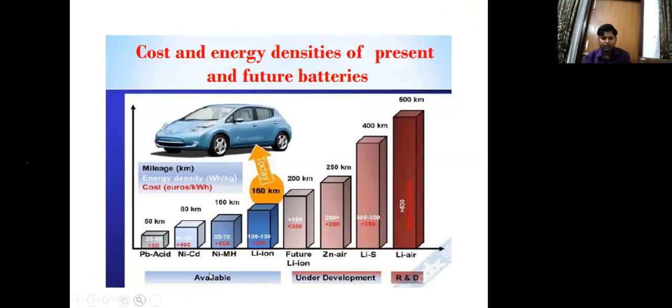Here are some of the types of batteries. I am just showing a comparison, whether it is lead acid battery, nickel cadmium, nickel metal hydride, or lithium ion, or zinc air batteries, lithium sulfur batteries, or lithium air batteries. You can see which one has more. Here you can see lithium air batteries. If it can be used, we can run the vehicle for more distance. So based on our requirement, we can choose which technology to use.